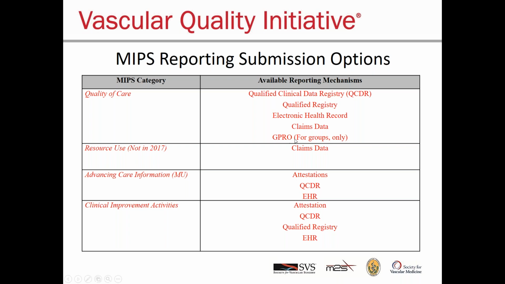Or you're going to use the G-Pro option, which is only for big groups and is a CMS web portal where you put all your quality measures data in through that. So those are all the ways you can get the quality data over to CMS.